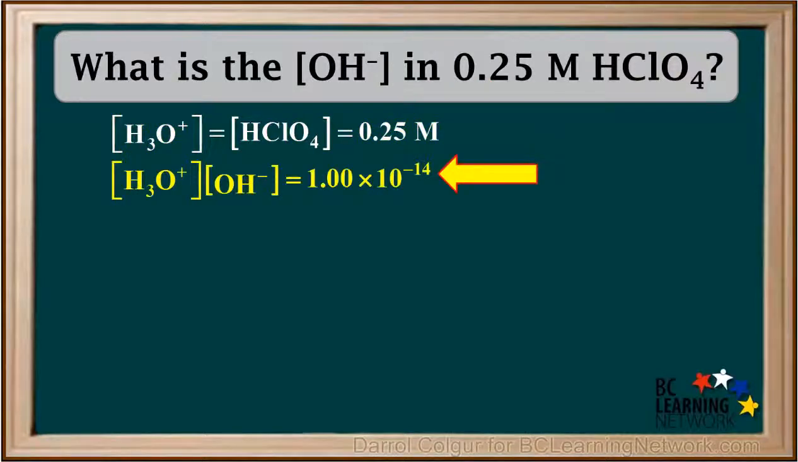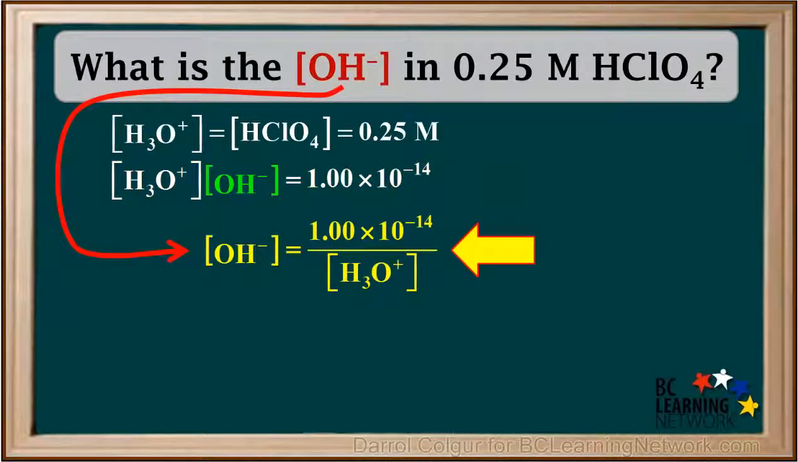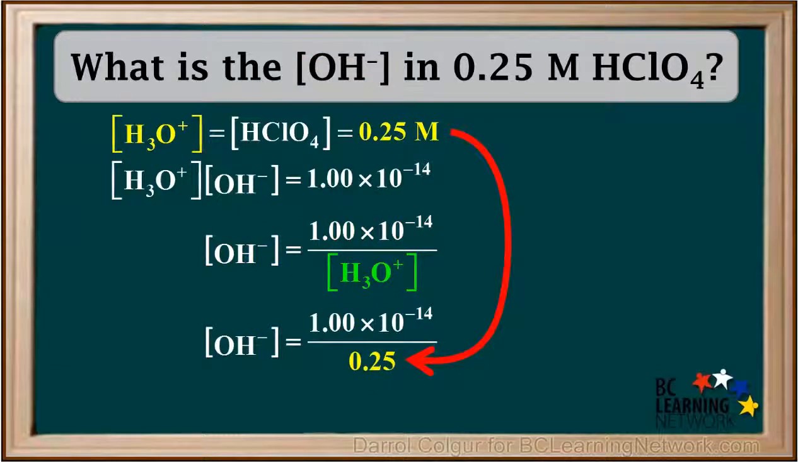We start by writing the Kw expression: concentration of H3O+ times the concentration of OH- equals 1 times 10 to the negative 14th. We're not given the temperature, so we assume it's 25 degrees. We're asked to find the concentration of hydroxide, so we rearrange this equation to solve for the concentration of hydroxide. We substitute 0.25 in for the concentration of hydronium.